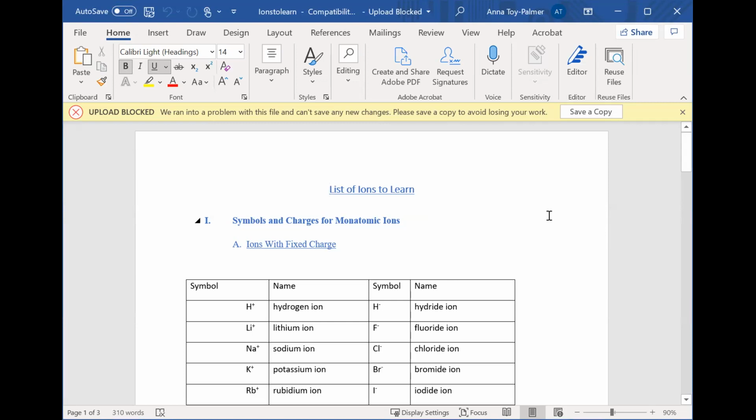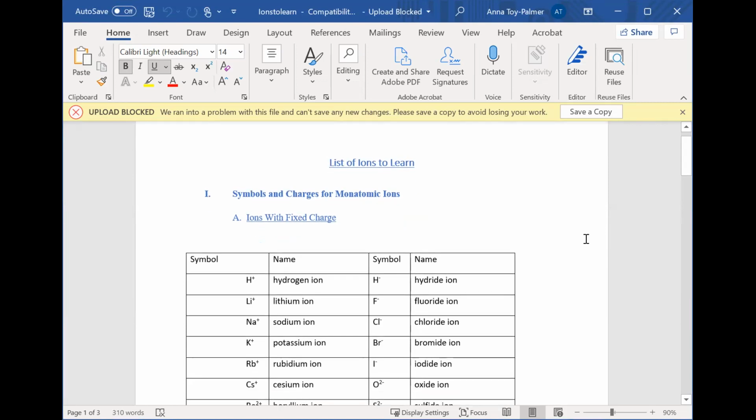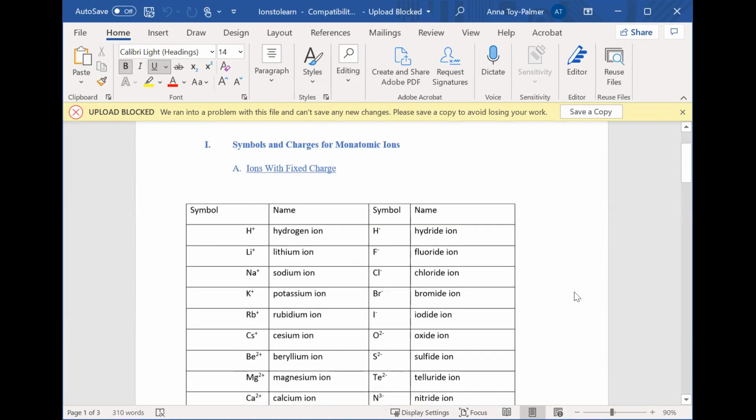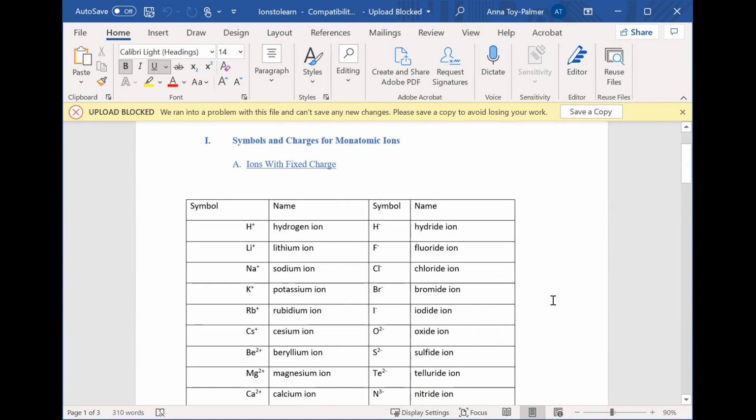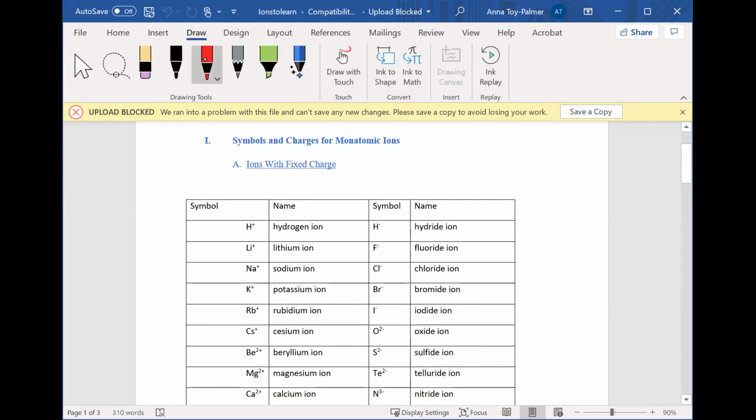Now, when we say the list of ions to learn, like in table 1, the ions with a fixed charge, you're going to look at the periodic table and say, oh, I know these because they're all the nonmetals, right? And then you look at your group numbers, sulfur is in 6. So what's 6 minus 8? Minus 2. Oh, look, it's got a charge of minus 2.